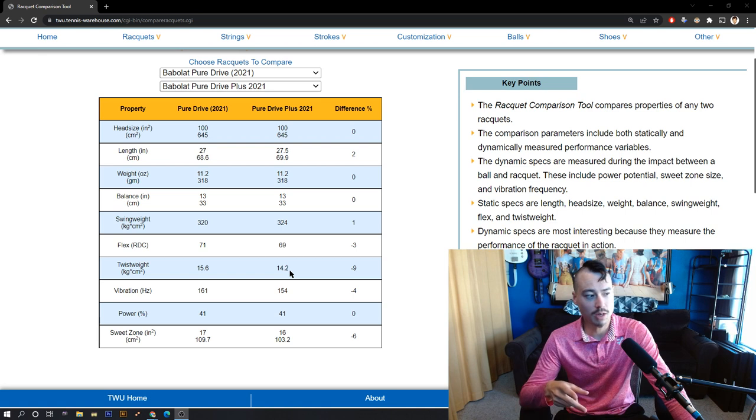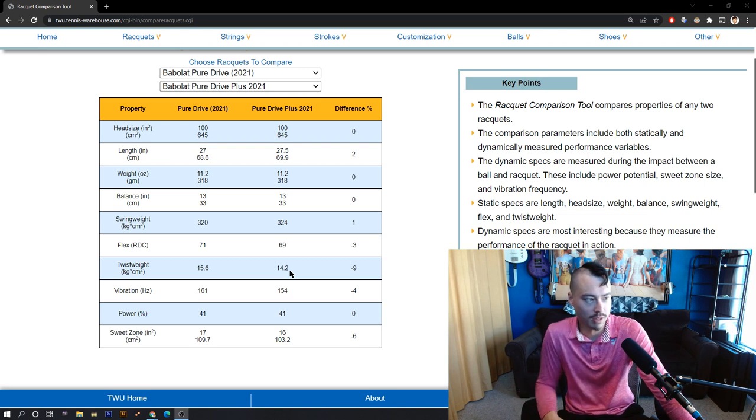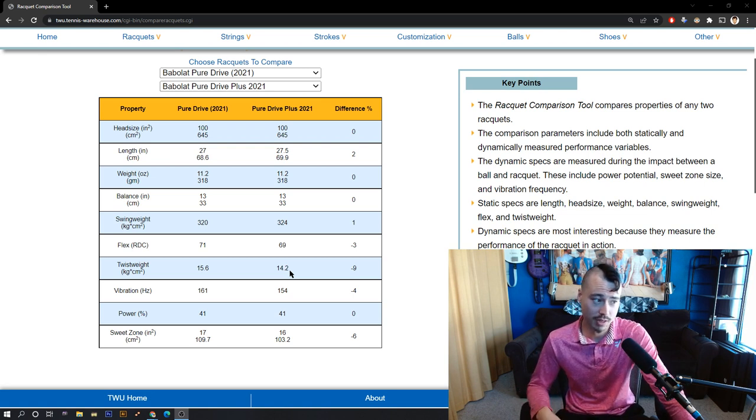They reduced the swing weight by taking weight out of the head. Naturally, the twist weight is lower, and in my opinion, that must mean that it's a more spin-friendly racket than the Pure Drive standard is. So very interesting stuff. I'll probably have to try that racket again, and stay tuned for that video.